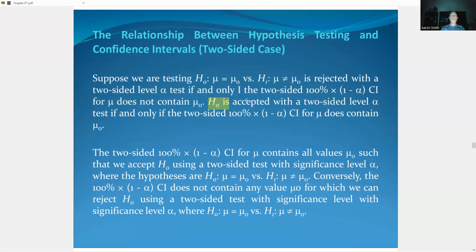The null hypothesis is accepted with a two-sided level alpha test if and only if the two-sided confidence interval does contain the hypothesized value. The two-sided confidence interval for mu contains all values mu sub 0 such that we would accept the null using a two-sided test with that particular significance level, where the hypotheses are mu equals mu naught versus mu does not equal mu naught. Conversely, the confidence interval does not contain any values mu sub 0 for which we could reject the null using a two-sided test with the significance level we just established.